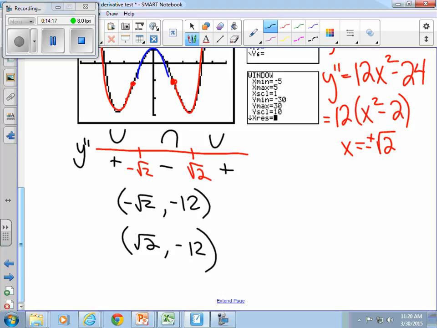Any questions about that? That's how you find points of inflection. You will see me abbreviate these as POIs. Points of inflection.